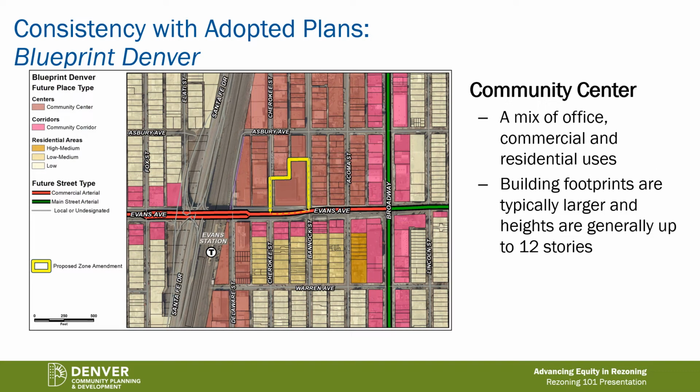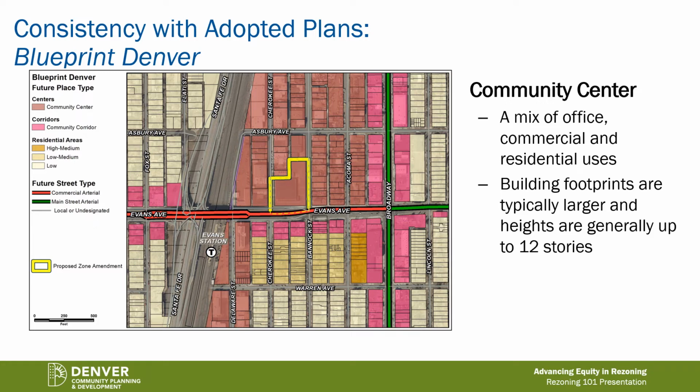Blueprint Denver also has a section where it identifies future place types, which are essentially the aspirational vision for the future places of Denver. For our property, the future place type is community center. The plan describes this place type as typically providing a mix of office, commercial, and residential uses, and that building footprints are typically larger and heights are generally up to 12 stories.